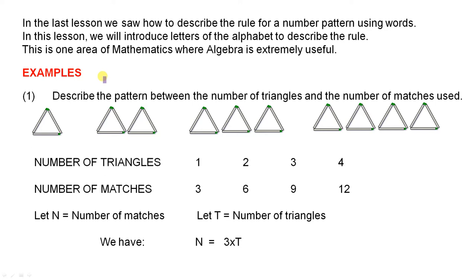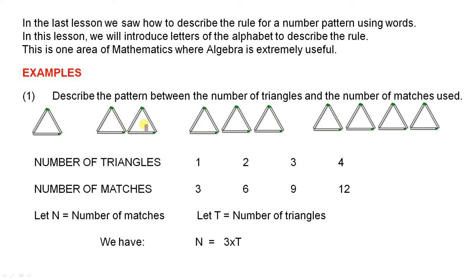First example, describe the pattern between the number of triangles and the number of matches used. So let's have a look here. We have one triangle there, two there, three triangles there, and four triangles there. So what we note is this, that for the number of triangles, when we have one triangle, we have three matches. 1, 2, 3. When we have two triangles, we have 6 matches.